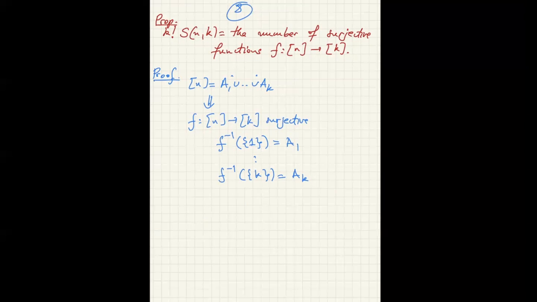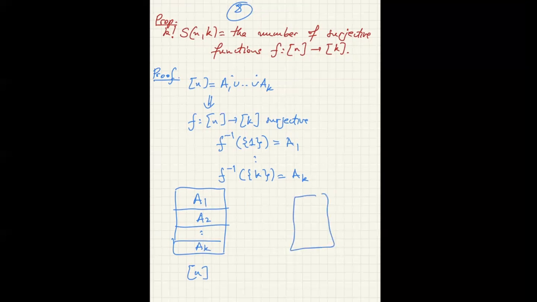So if we think about it as a picture, we have here the set N, and here let's say we have A1, A2, AK, and here I have the domain K, and here I have the element 1, element 2, say the element K, like this. And the function that I described sends every element from A1 to 1, every element from A2 to 2, every element from AK to K. Okay, so that's one function that I can make.